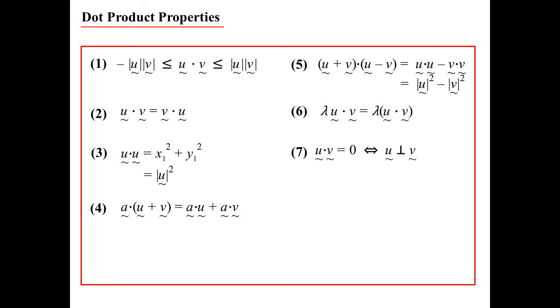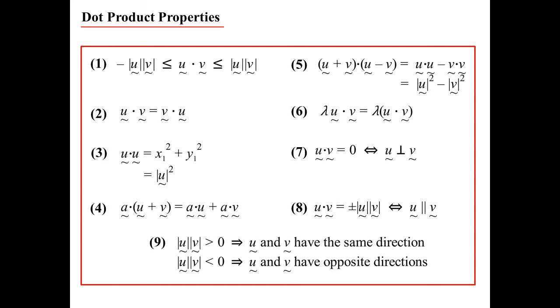Now, if u dot v does turn out to be 0, then we know that means the 2 vectors are perpendicular. And if it's out at the other extremity, so u dot v does indeed equal plus or minus the 2 magnitudes multiplied together, that would indicate that the 2 vectors are parallel. You should find that the dot product will be greater than 0 if the vectors are going in the same direction, whereas if they're going in opposite directions, then it would be less than 0.